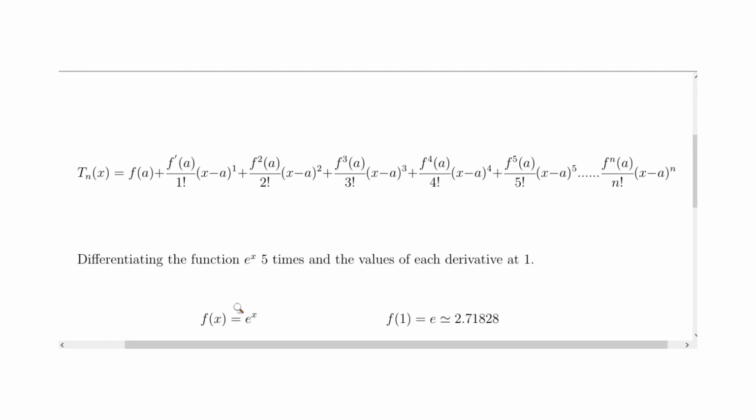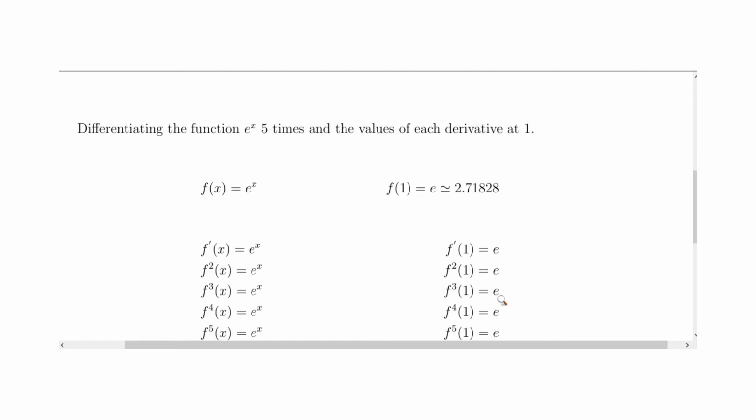So the function is e to the x, and f of 1, so that's e to the power of 1, is basically e. And e is approximately 2.71828. Now these decimal places go on and on, many hundreds of times. It just never ends. But what we can say is it's approximately 2.71828. But when we're working with e, we just write the letter e, lowercase e.